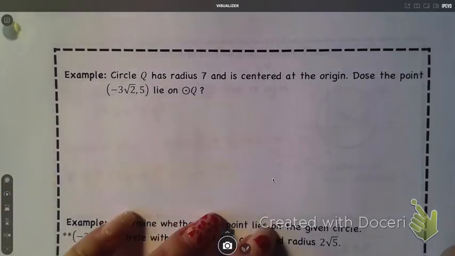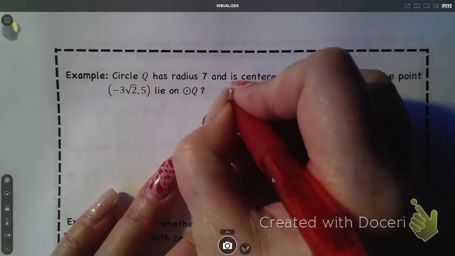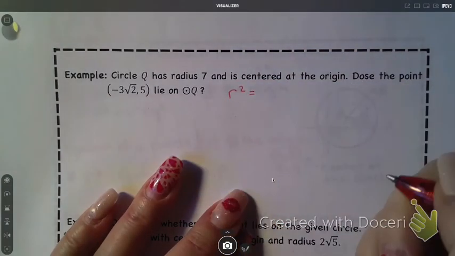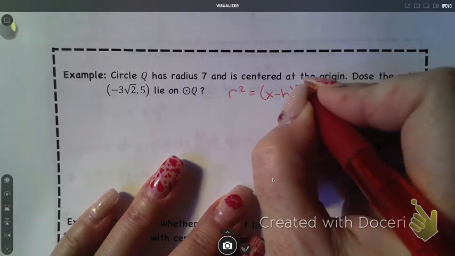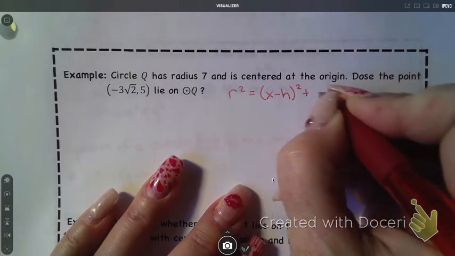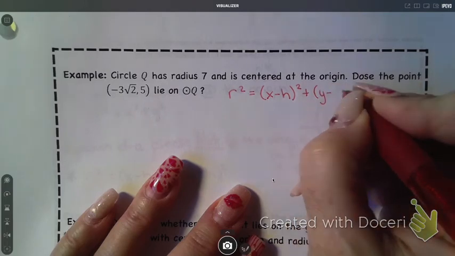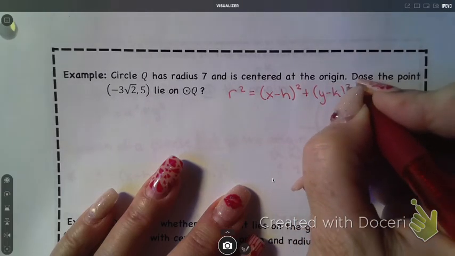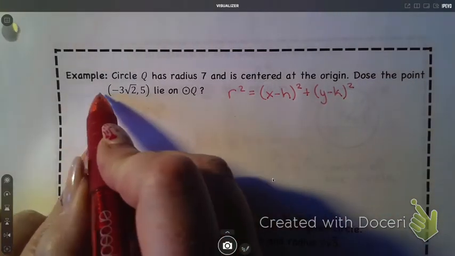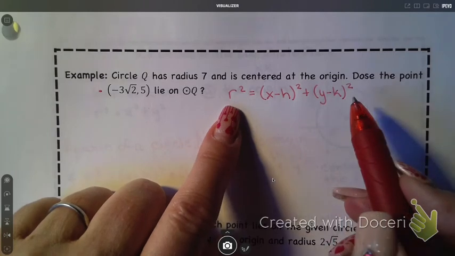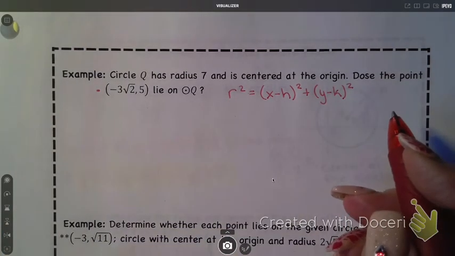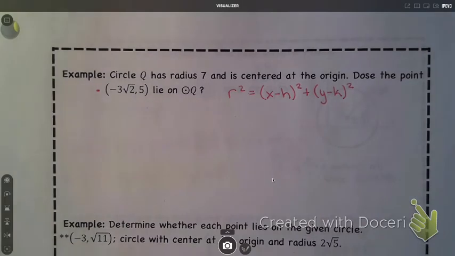So what was the equation of the circle again? R squared equals x minus h squared plus y minus k squared. So if this point lies on this circle, this equation would be true, correct? So all we do is plug everything in, and if the left equals the right, guess what? That's right, it's on the circle. So we need to go through and find our R, our X, our H, our K, and our Y.